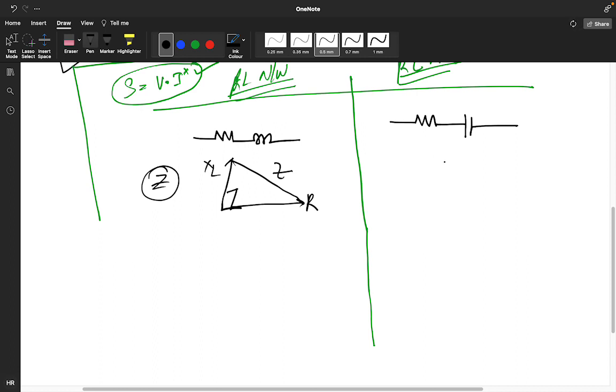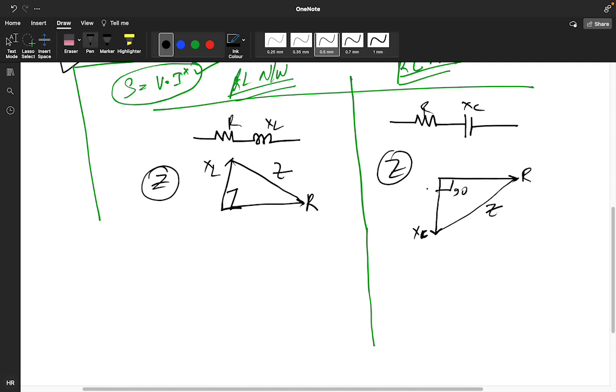For RC, how will the representation be? If R is this, your XC will lag. So Z will come here, and this particular angle is 90 degrees. This is R, this is XC, this is XL, this is R. So it is for the RC network. In this we had seen that the inductor is leading the resistance by 90 degrees, and here the capacitor is lagging the resistance by 90 degrees.